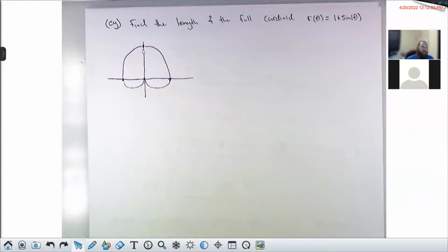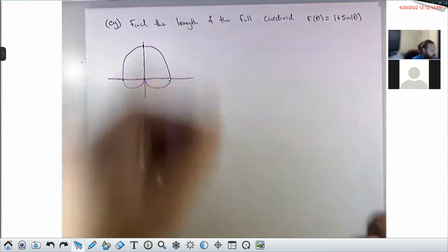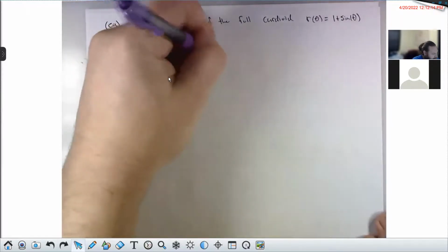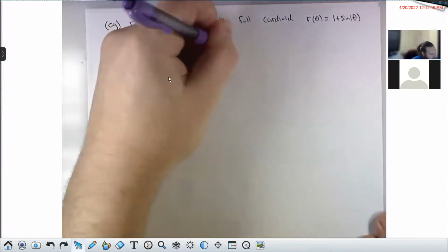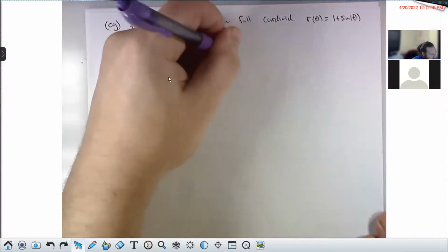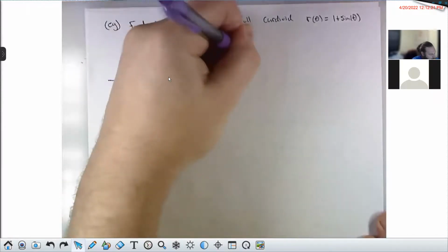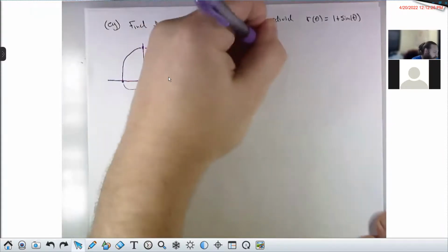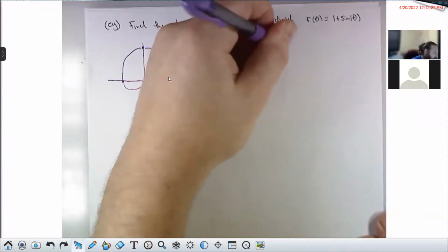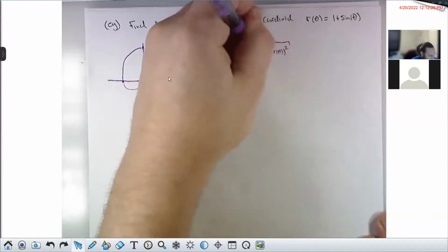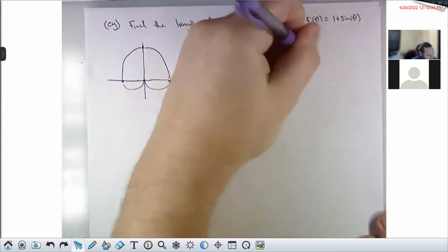All right. I'm going to execute this the same way we did the area problem for this. I'm going to try and exploit some symmetry. So yes, I could do the integral. What's our formula? The length is the integral from alpha to beta of the square root of dr d theta squared plus r of theta squared, d theta.